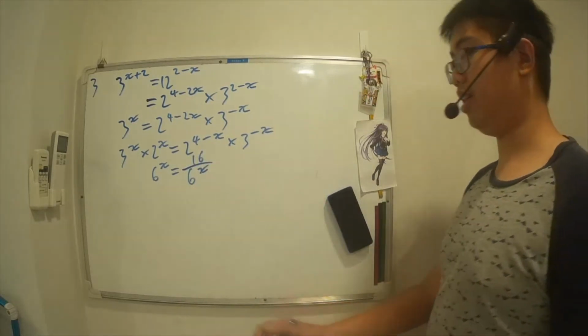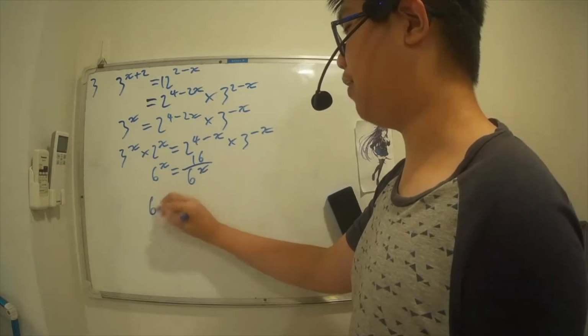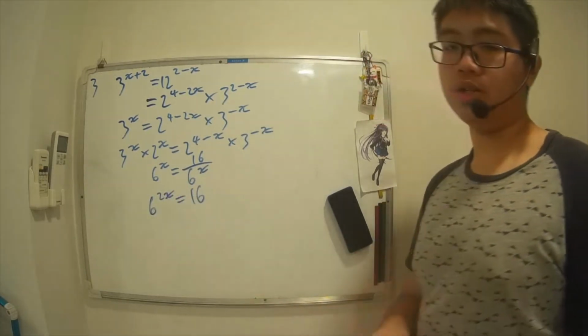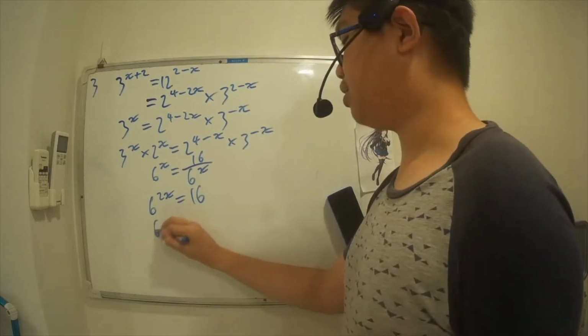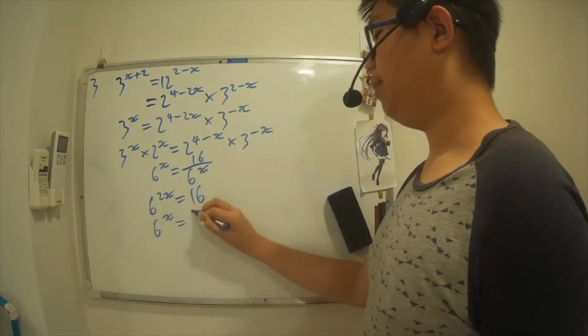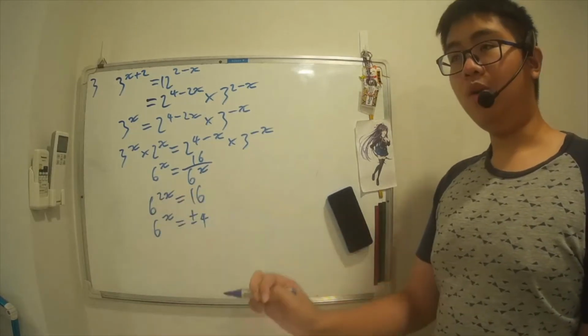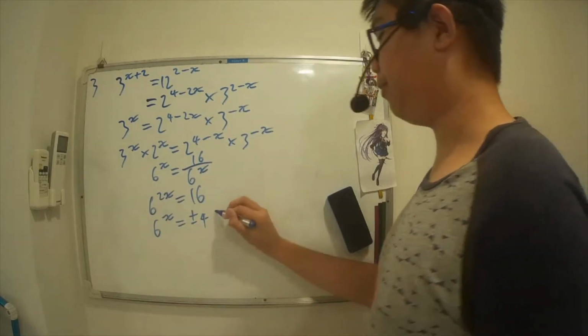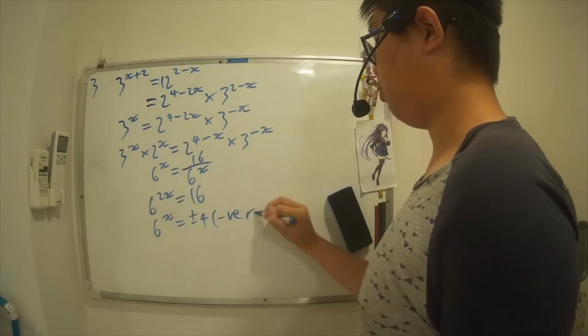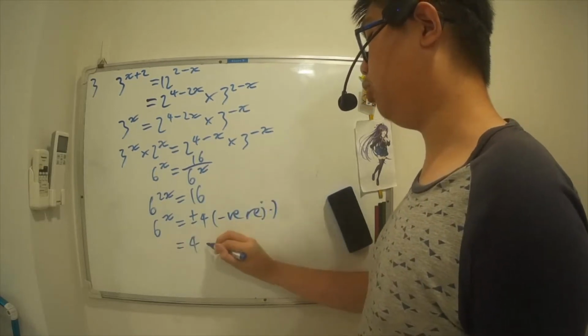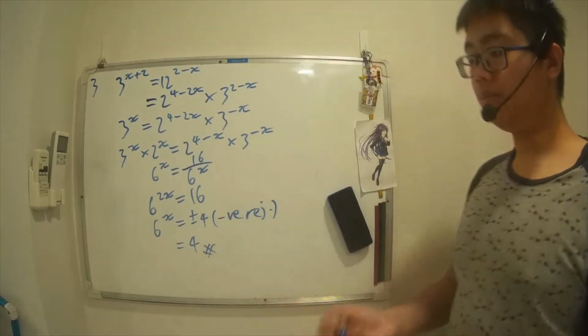So, typical thing, we will multiply both sides by 6 to the power of x. 6 to the power of 2x is thus 16, and of course you can square root both sides. Okay, 6 to the power of x is equal to plus minus 4. But wait, this is a power, right? Meaning that it cannot be negative, right? So 6 to the power of x must just be equal to positive 4. Okay?